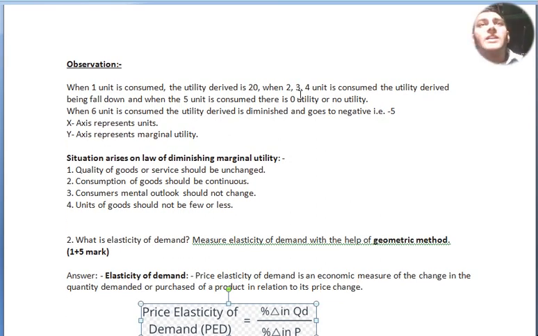Number 1, quality of goods or service should be unchanged. Point number 2, consumption of goods should be continuous. Consumers' mental outlook should not change. Units of goods should not be few or less. Alright.